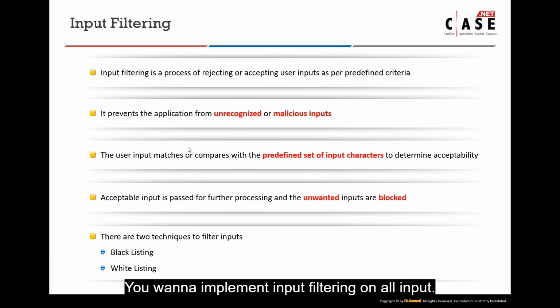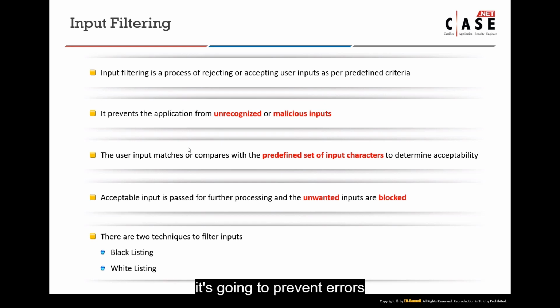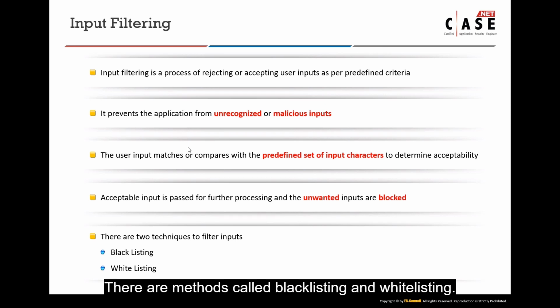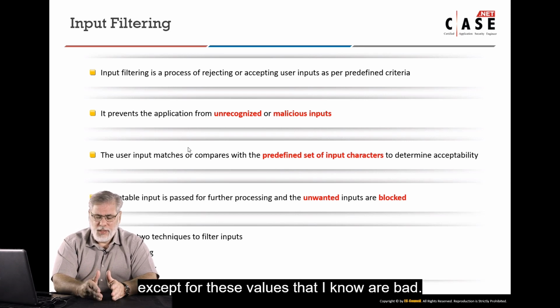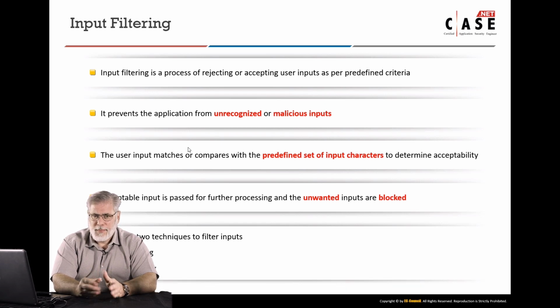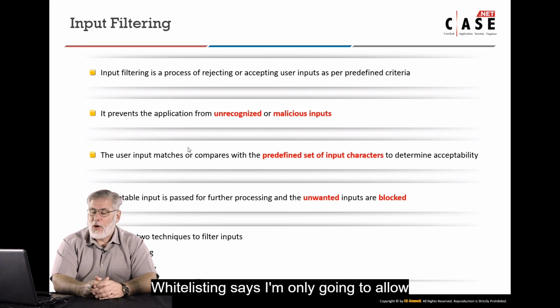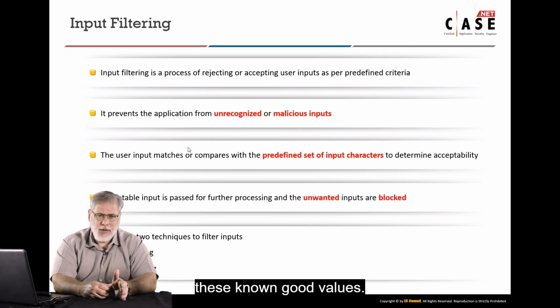We want to implement input filtering on all input. We want to ensure that nothing goes into our application that wasn't filtered, checked, validated, and verified. This is going to prevent malicious inputs. It's going to prevent errors. And there's a couple of ways we can do this. There are methods called blacklisting and whitelisting. Blacklisting refers to I'm going to allow everything except for these values that I know are bad. Whitelisting says I'm only going to allow these known good values.